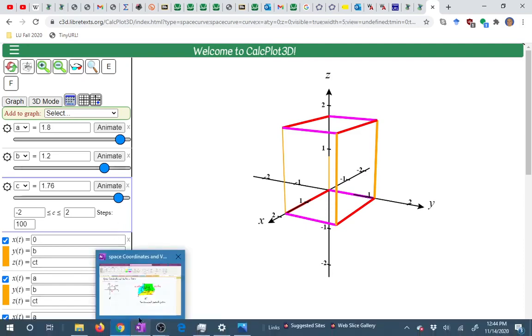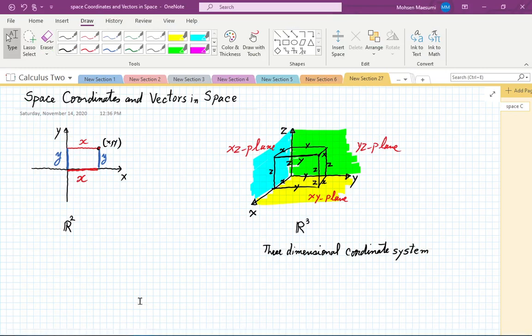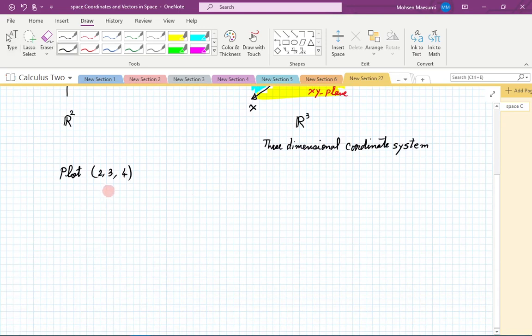So let's go back here. Suppose I ask you to just plot the point 2, 3, and say 4. So what does that mean? We do the best we can with setting up our coordinate system. It is something like this: x, y, z.